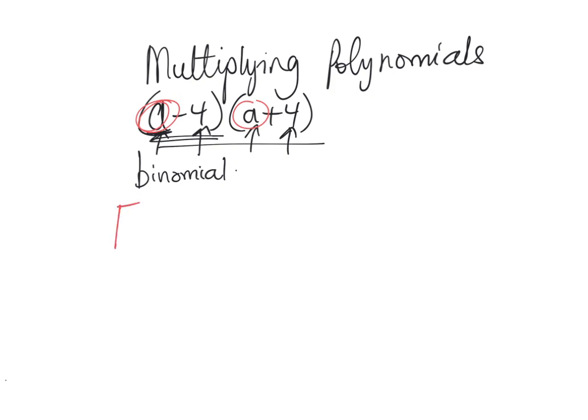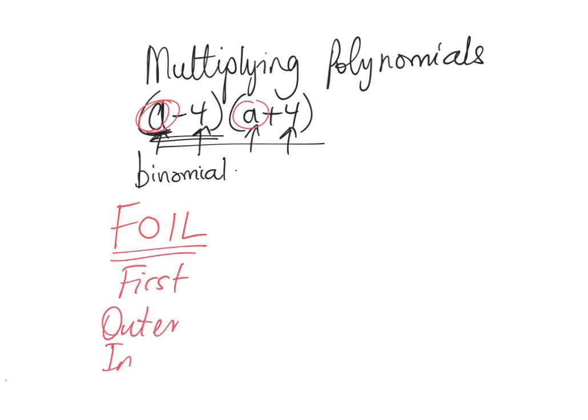FOIL is the very common way that we talk about first, outer, inner, and last. That's terminology we use in mathematics a lot. But please keep in mind that you can multiply these terms in any order, but it is nice to just go first terms. So that's the first.